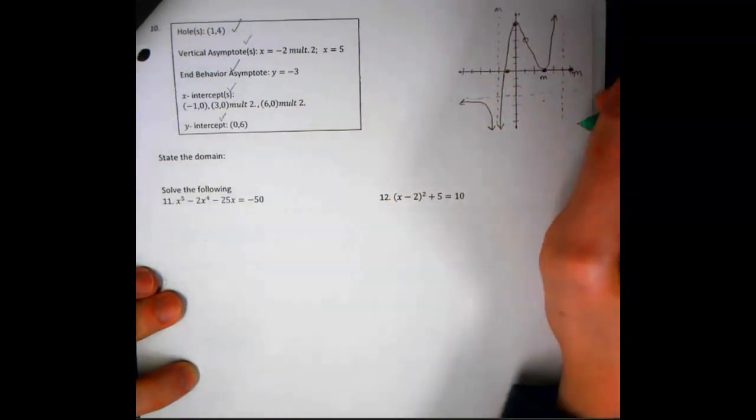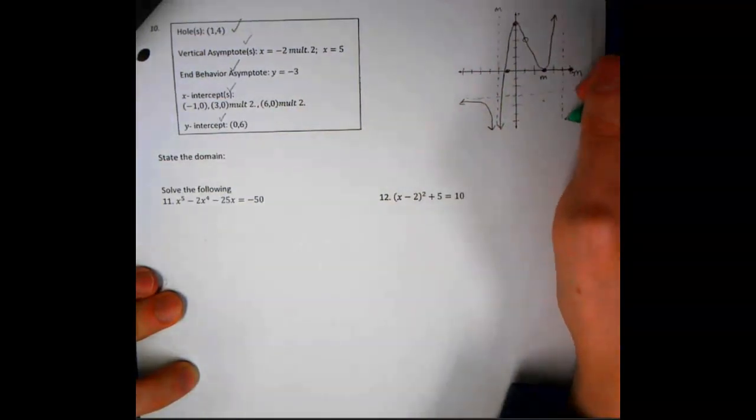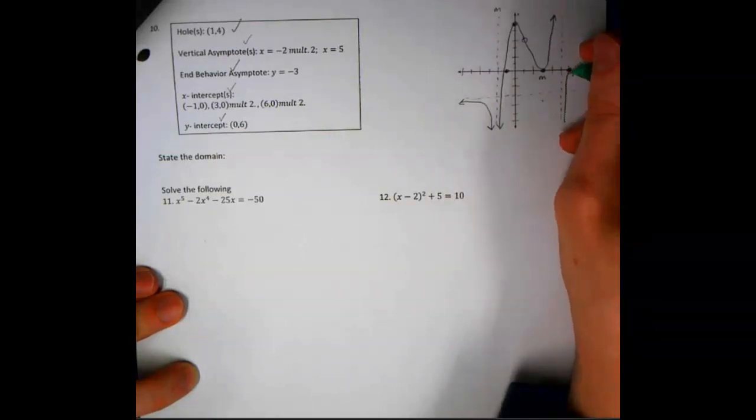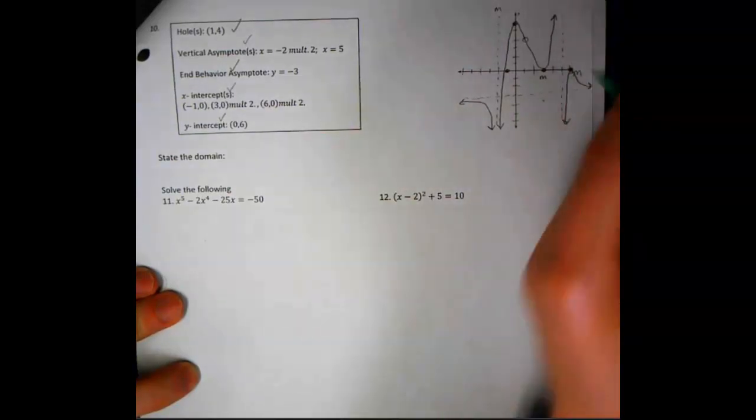And for the last one, we are going to start at the bottom because there's no multiplicity, bounce off the x-axis or x-intercept, and then follow the EVA out.